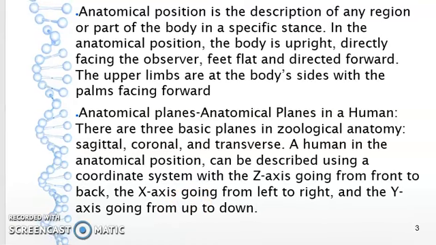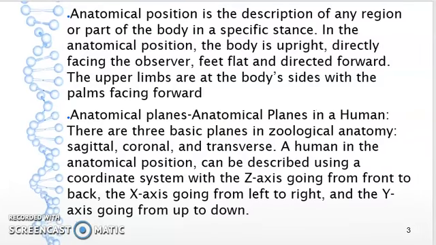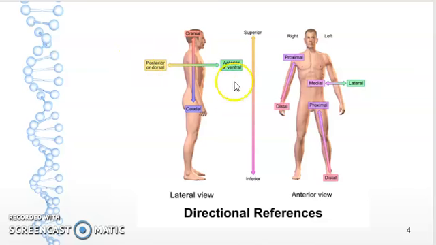Okay, so these are the directional references. How will you say it? Anything which is superior, or you can say up, or down. According to anatomy, the up thing is cranial, as you can see here, and the inferior one, or down one, is known as caudal.